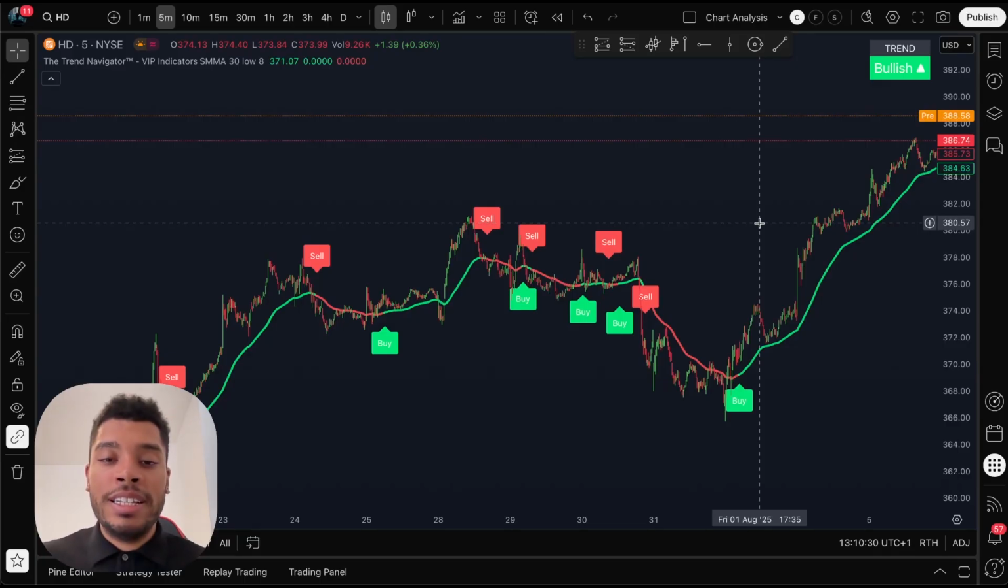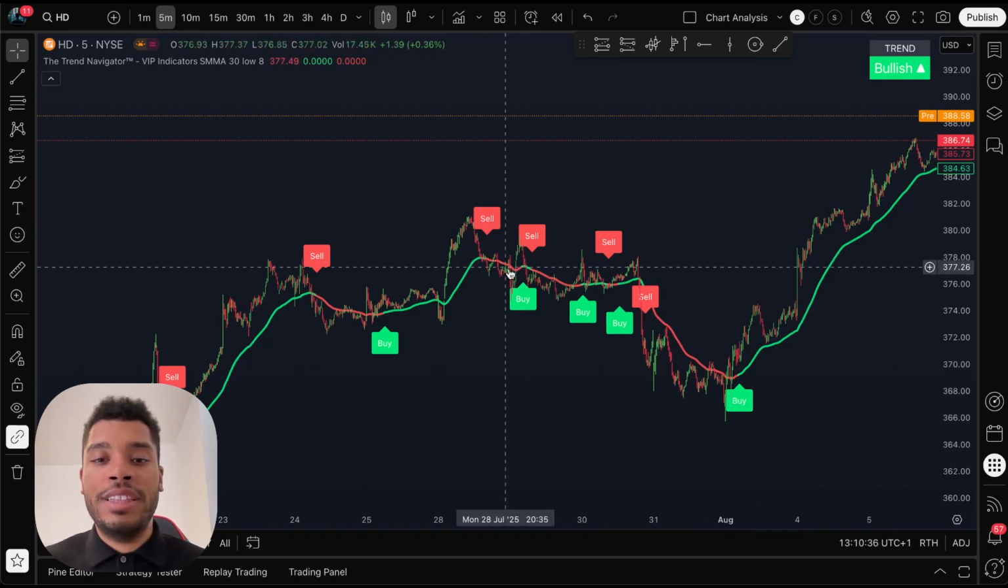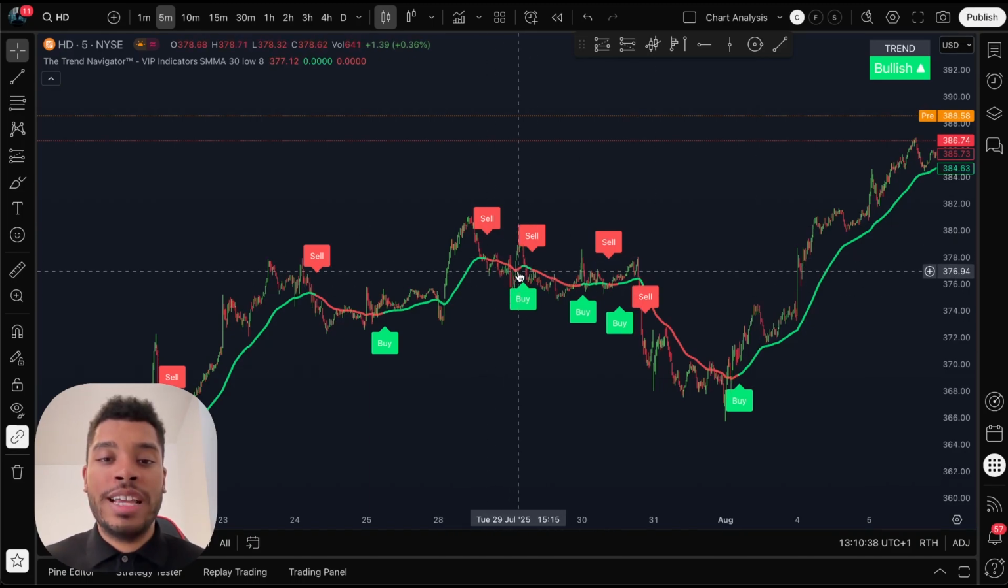Now, I'm gonna be completely transparent with you. The lower the time frame, the more noise there is in the chart, and so you might have this type of situation where, for example, the signal was profitable, but if you held it till the end, you wouldn't be able to fully capitalize on it.